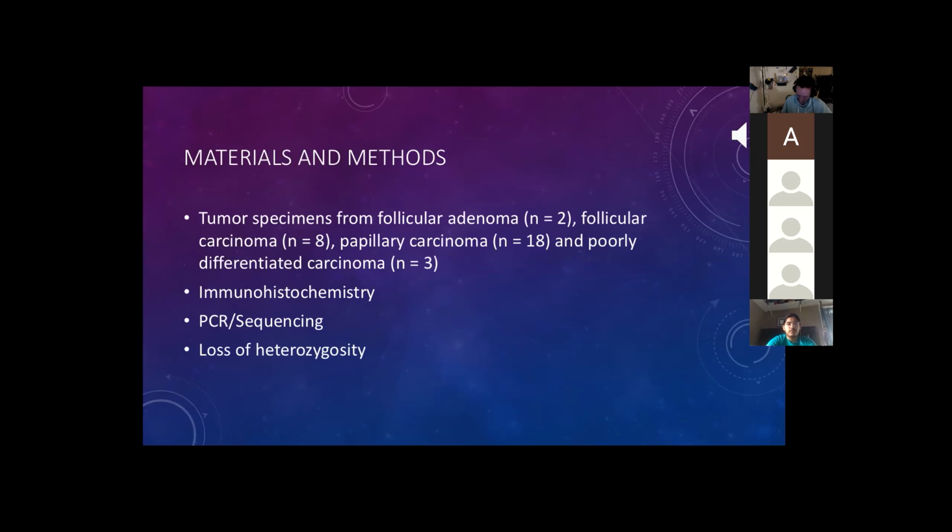Researchers took 4 types of tumor specimens and used immunohistochemistry, PCR, sequencing, and loss of heterozygosity to understand the expression of cadherins in thyroid tumors.